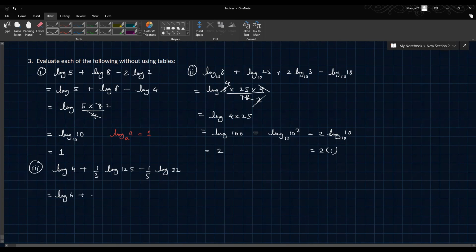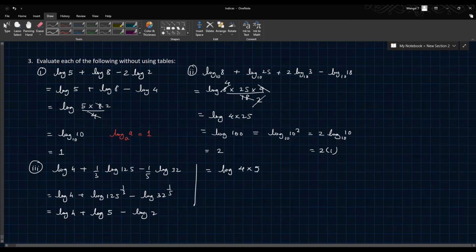So this is log 4, 125 raised to 1/3. And this is 1/5. Log 5, log 2. Now this is addition, so that changes to multiplication. This is subtraction, so that changes to division. 2 ones are, 2 twos are. So this is log of 10. So the answer will be 1. Log 10 to the base 10, that will be 1.